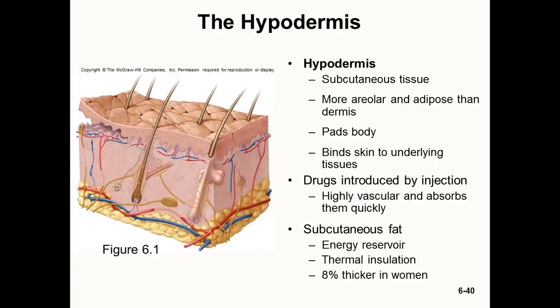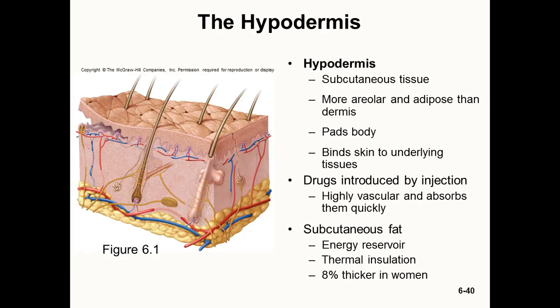The hypodermis, which of course is called your subcutaneous layer, is more areolar and adipose than your dermis. You have fat cells here, which gives you some of the function. It pads the body and binds organs or skin to underlying tissue.